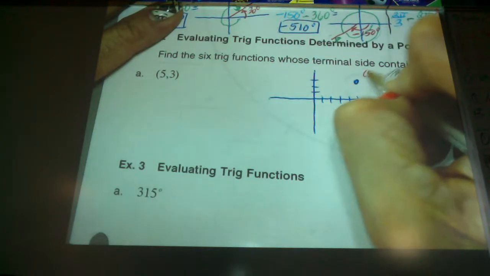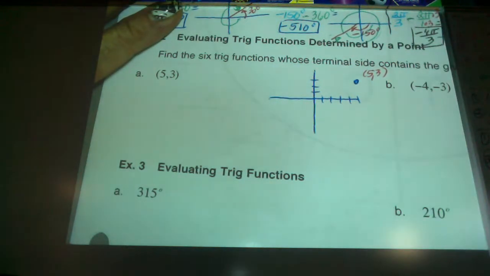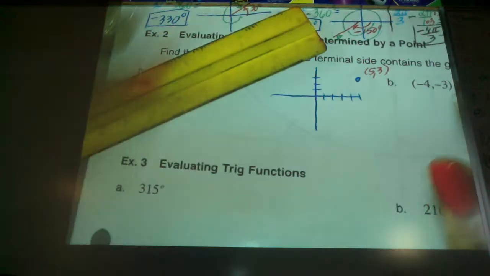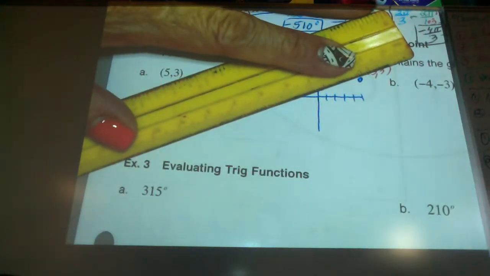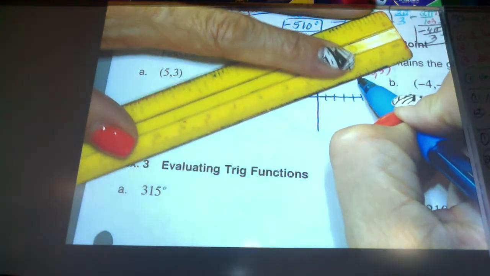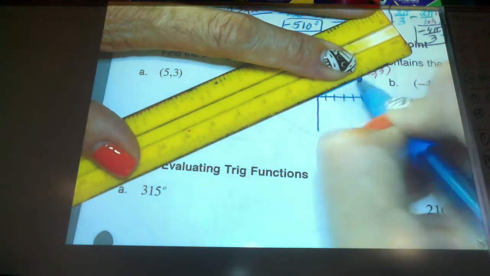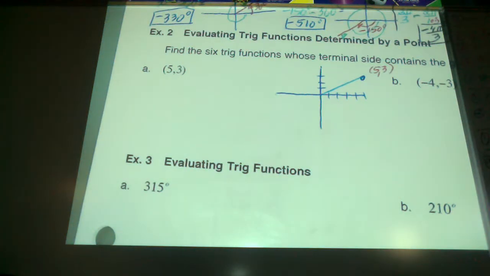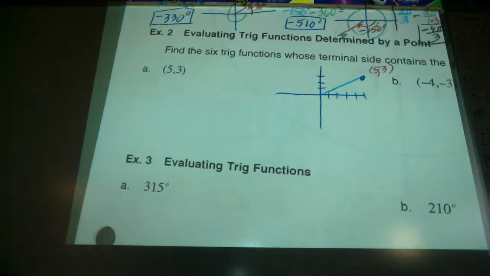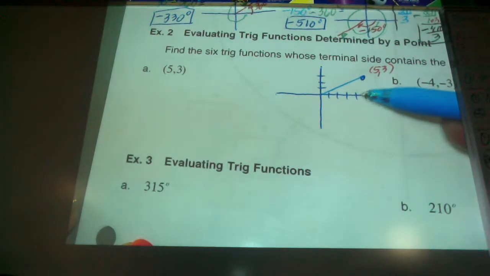So this is the ordered pair 5, 3. So this is the path from the origin to that point that is created. Doesn't that create an angle? And this is our initial side here.